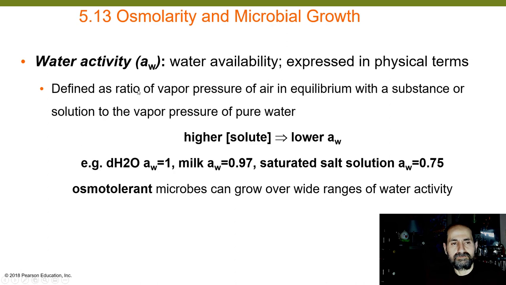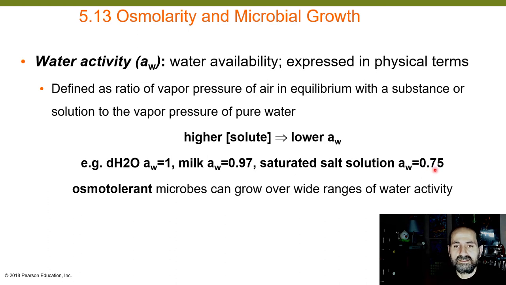Another important factor in the growth of microorganisms is called water availability. Water availability, or AW, is also known as water activity, and can be expressed in physical terms, defined as the ratio of vapor pressure in the air in equilibrium with a substance or solution to the vapor pressure of pure water. So pure water would have this ratio of 1. So you could think of pure water with an AW of 1. And the more stuff you have mixed in with the water, the lower the value goes. So milk would have an AW of 0.97. Saturated salt solution would have an AW of 0.75.